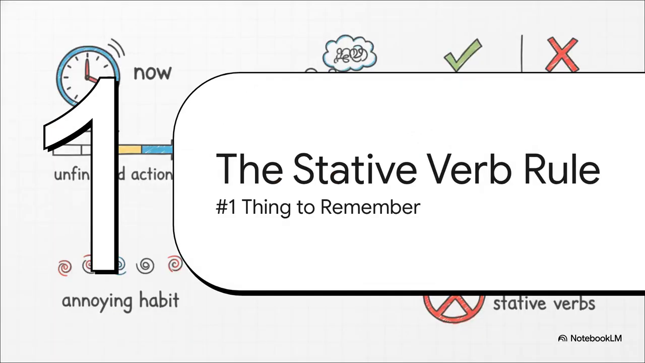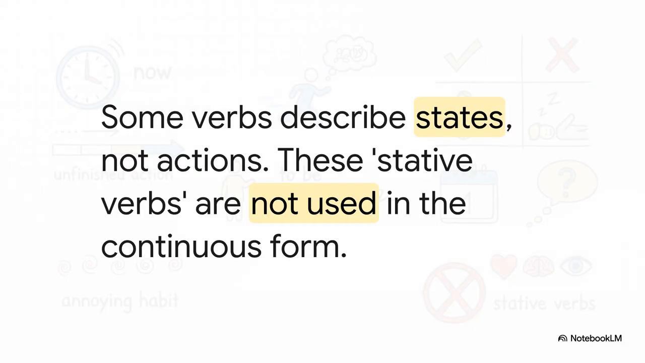Okay, we've got the formula, we've got the four main uses. But now it's time for the number one thing you have to remember. This is the big exception to the rule. Getting this right is what really separates the pros from the beginners. And it's all about something called stative verbs. So here's the deal. Some verbs don't describe actions, they describe states. Think about verbs like know, or love, or believe. These aren't things you do, right? They're things you feel or a state you're in.